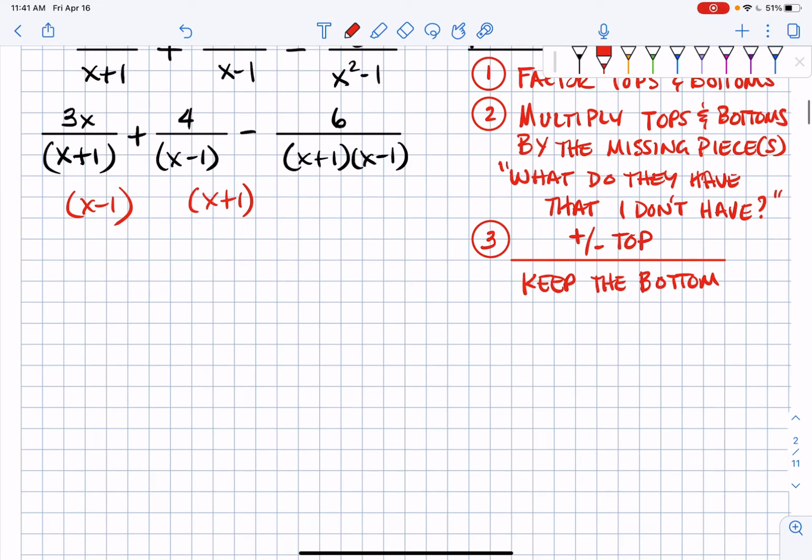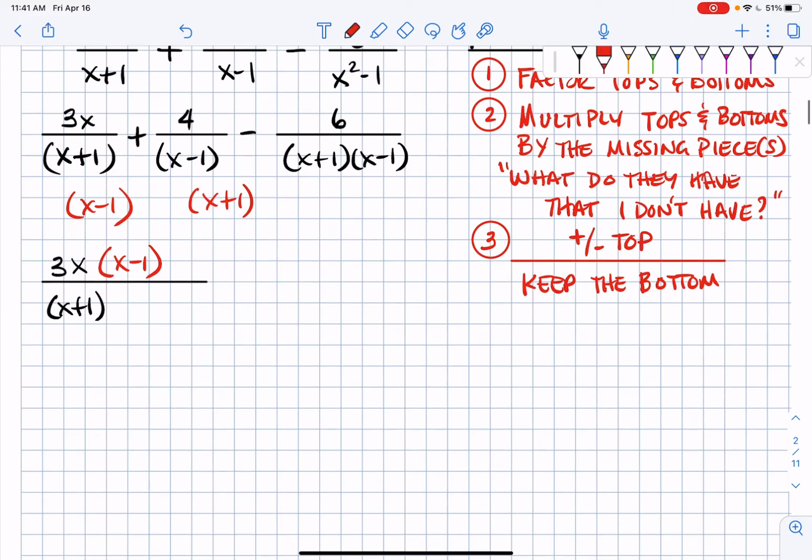So what am I doing with those? What I'm actually doing is multiplying them top and bottom. So I'm going to have a 3x times an x minus 1 over an x plus 1 times the x minus 1.